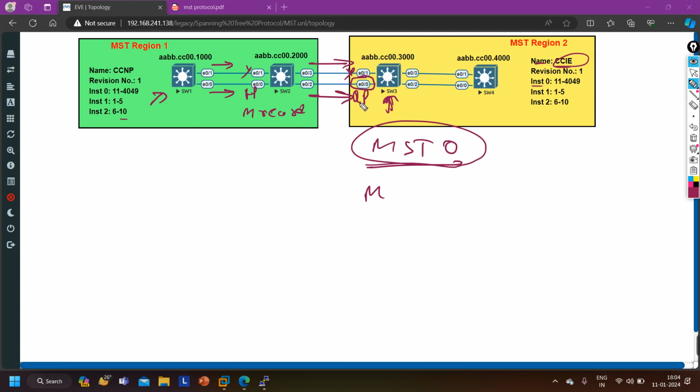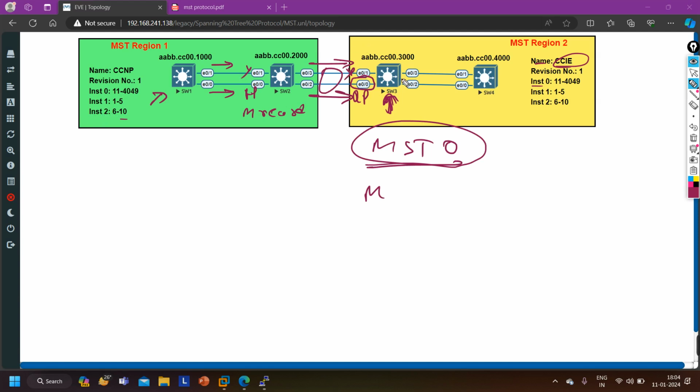From the 0/1 port, right? You cannot utilize both links over here between switch 2 and switch 3. As I told you, we cannot achieve load balancing between regions. So between switch 2 and switch 3, we cannot achieve load balancing. So switch 3 will never check information of instance 1 or instance 2 or anything.